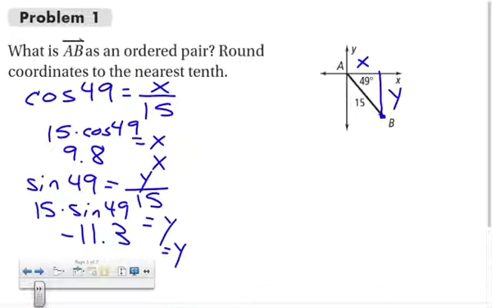Okay, so let's make sure that we express our answer in the format that it was asked of us. It was asked of us as an ordered pair, so we're expressing it as 9.8, comma, negative 11.3.